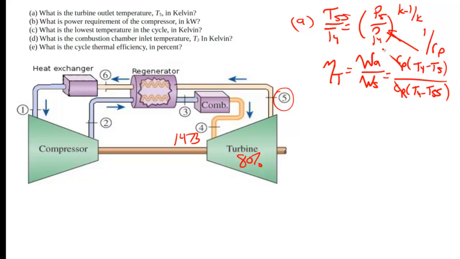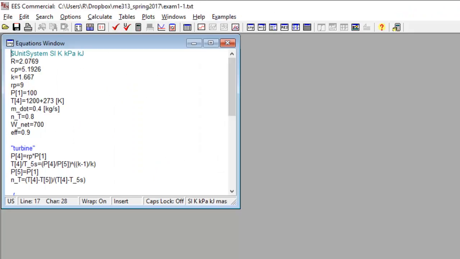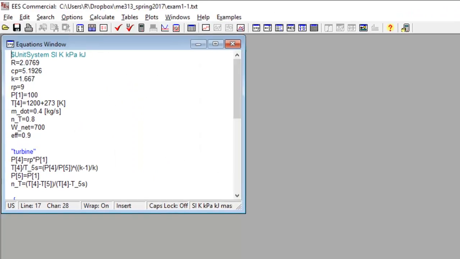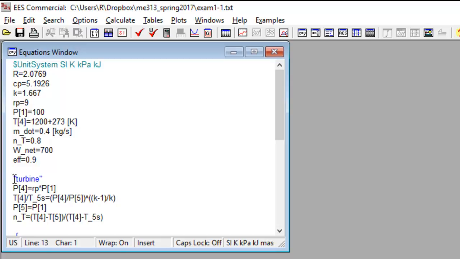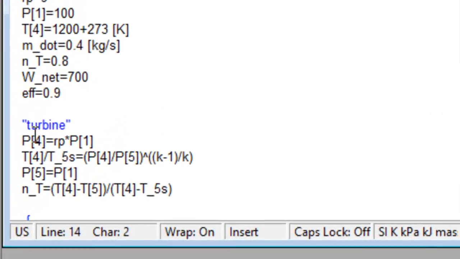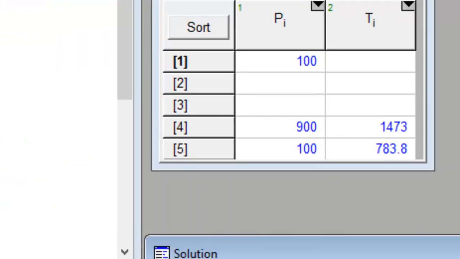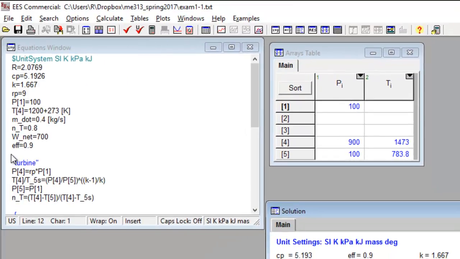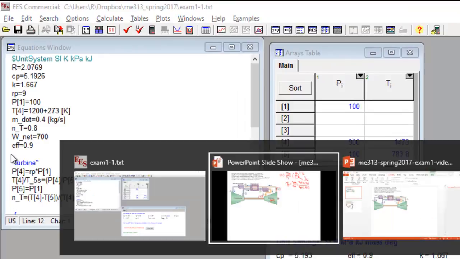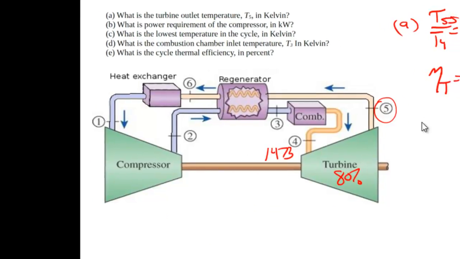So we can come over to EES, and what I have here, you'll see at the top, is just a bunch of stuff that was given in the problem. Values of R and Cp, values of K, pressure ratio, pressures and temperatures, and mass flow rates. So here are my turbine equations using the pressure ratios and the isentropic relation and then the turbine relation. So if we go ahead and solve that, we can get our outlet temperature of right there at 783.8.